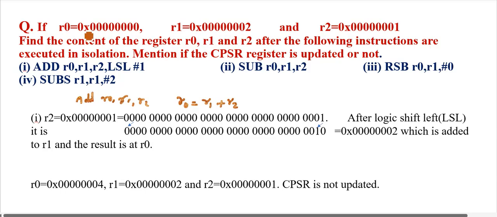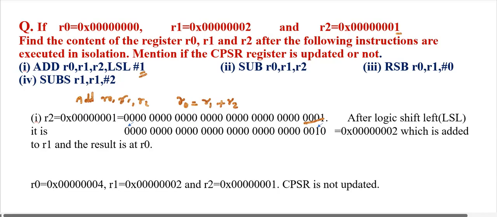It is a 32-bit number. The x means hexadecimal, so each digit you have to consider as hexadecimal. If you split it into binary, each hexadecimal digit becomes 4 bits. R2 is given as 1, so you write it in binary. Each zero is represented by 4 zeros, and the last one is written as 4 bits, 0001. Why I am writing in binary is that you have to logically shift left by 1 bit, one time.